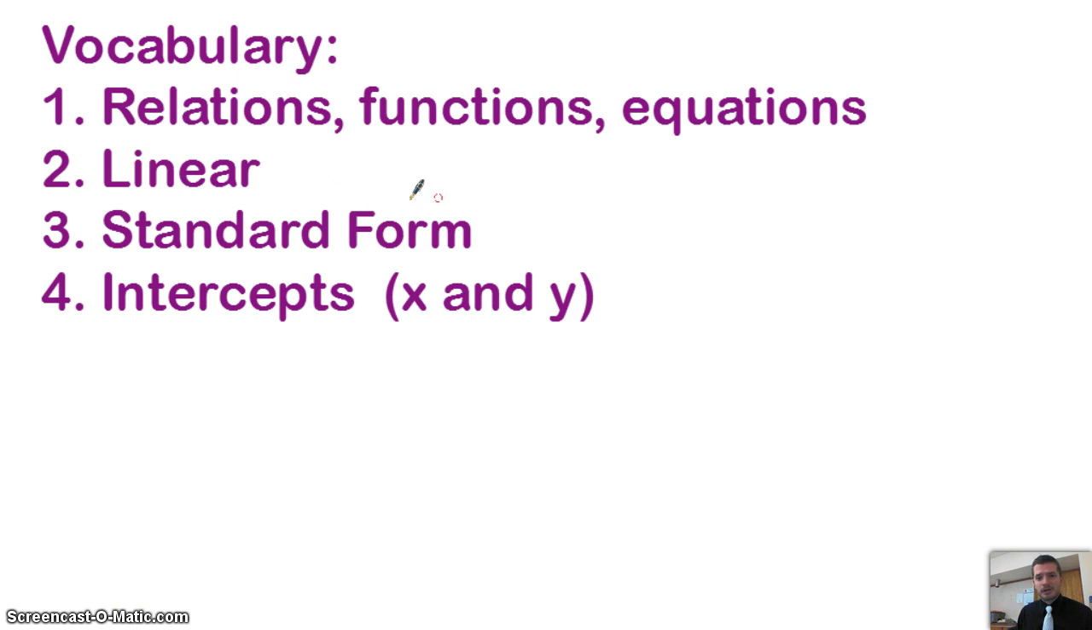I don't even want to define that just because you guys know what that means. Next thing, the standard form is going to be in the form of ax plus by equals c, and we're going to determine what a, b, and c mean. They're just constants. And then we'll talk about intercepts on the x and y axis. It's going to go great. Let's get right to it.